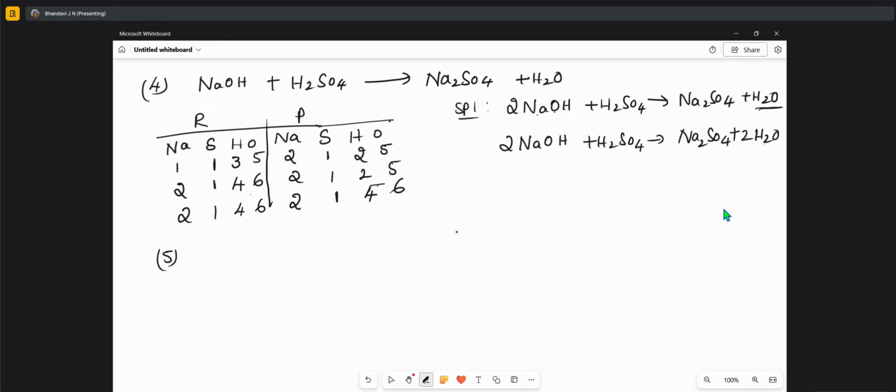Balance this equation: NaCl plus AgNO3. We will get AgCl plus NaNO3. Many times one question related to this balancing will come in the exam. Is it already balanced? Correct, it is already balanced.